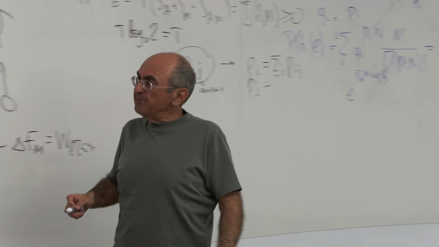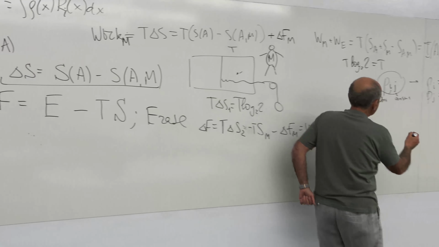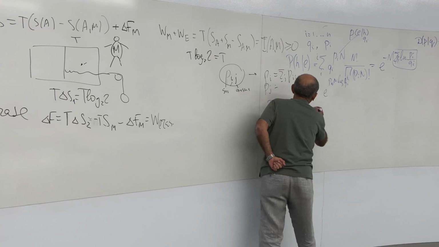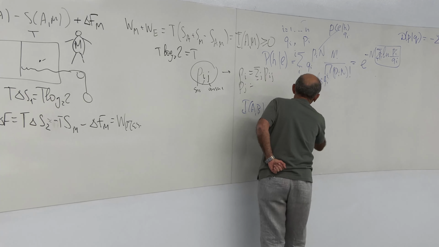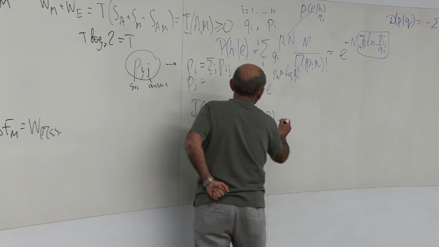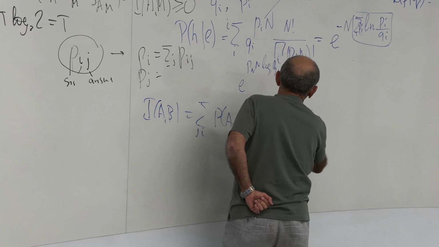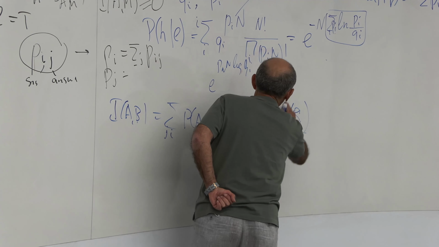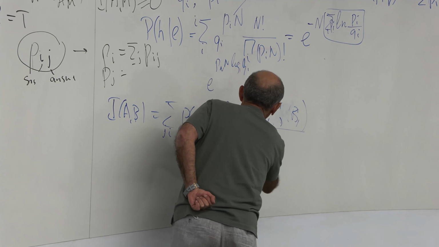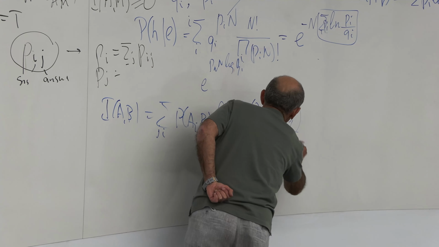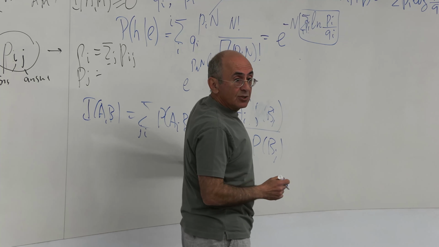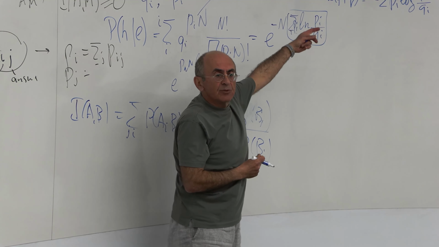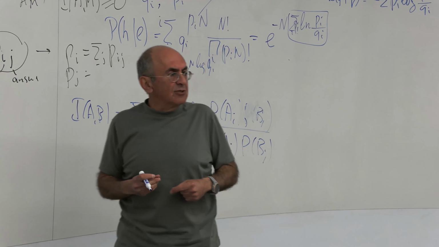So, for example, I remind you that I of A and B is the sum over all i and j of the probability of Ai, Bj times the logarithm of P of Ai and Bj divided by P of Ai and P of Bj. That's the mutual information. Put here any hypothesis which is different from this, and it will be relative entropy. Okay? So relative entropy is a slight generalization of it.